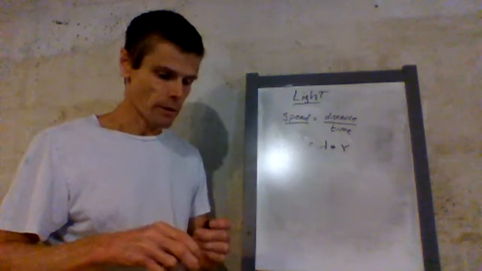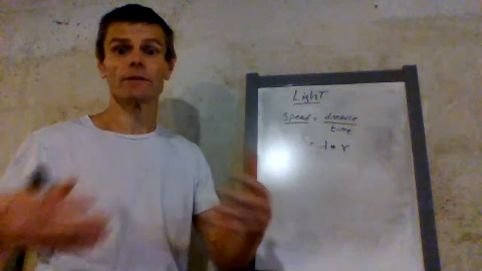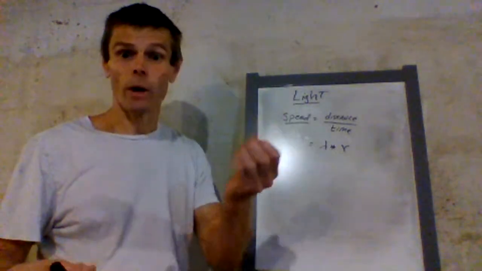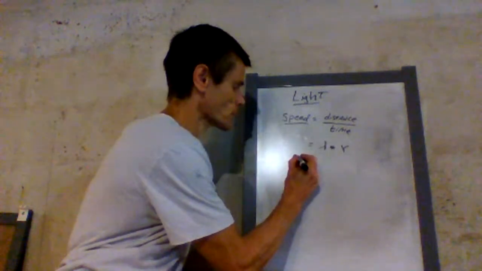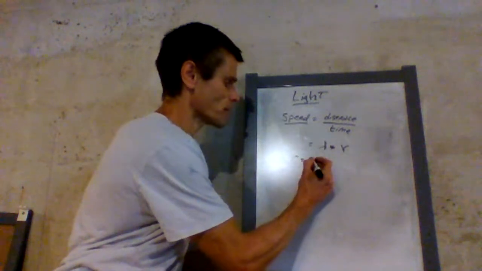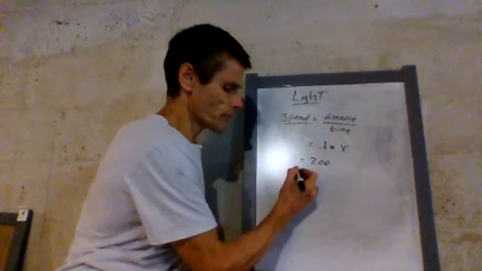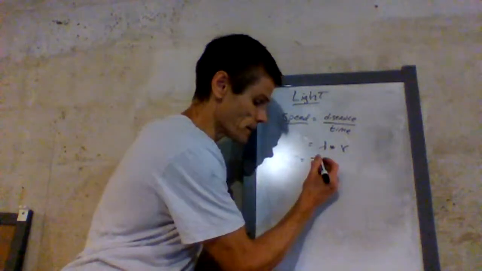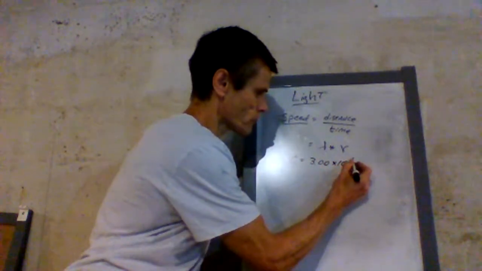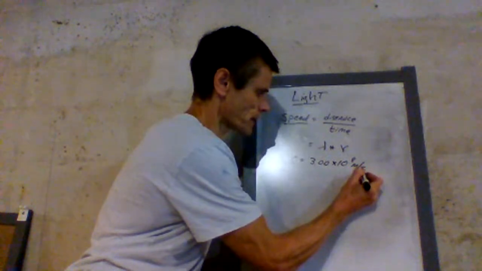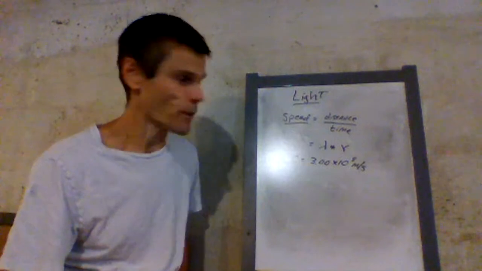Now, for light, electromagnetic radiation, whatever form of light that we're considering, it has a well-defined speed, and we give that a letter C. C is defined as the speed of light. The speed of light in a vacuum is defined as 3 times 10 to the 8th meters per second. That's pretty fast. Light travels at a pretty fast rate.